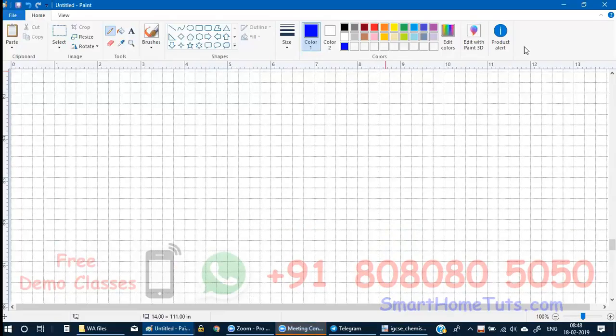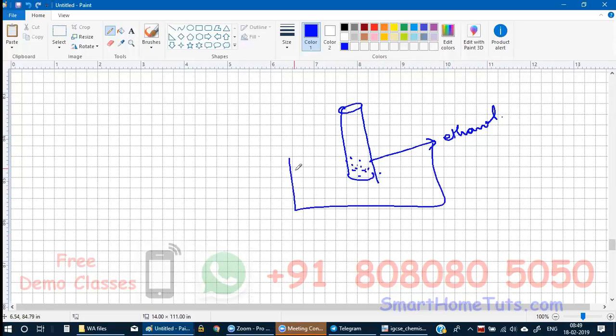Water bath will be used when you want to heat a liquid like ethanol, which is a flammable liquid which can catch fire. If you have ethanol in a test tube, for example, and we are supposed to heat this in order to carry out some reaction, for example an esterification reaction, we will not directly put this on a flame because ethanol is flammable, it can catch fire. So here water bath will be used.